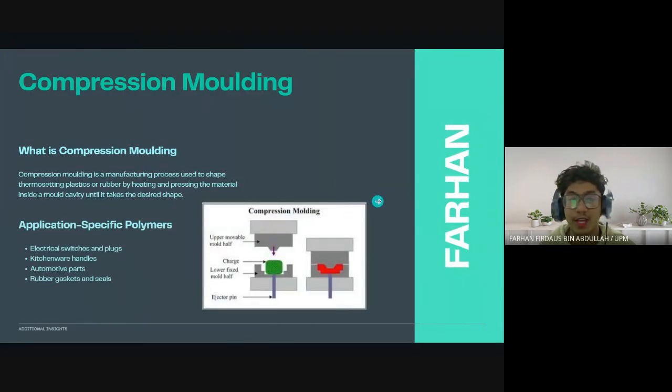And lastly, we have compression molding. Compression molding is a manufacturing process used to shape thermosetting plastic or rubber by heating and pressing the material inside a mold cavity until it takes the desired shape. And some of the application is for the electrical switches and plugs, kitchenware and handles, automotive parts, and rubber gasket and seal.